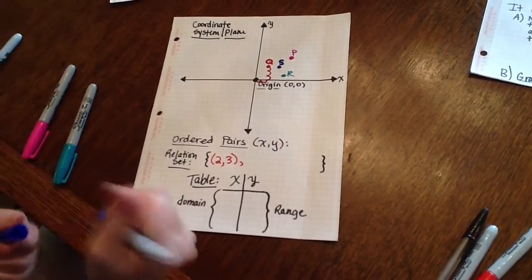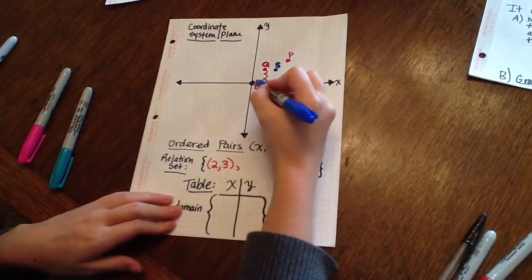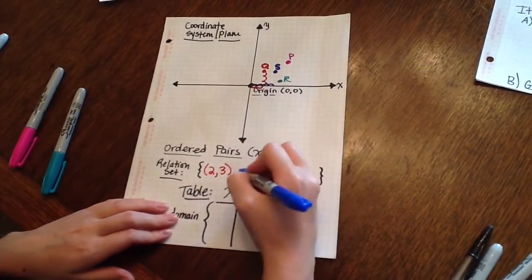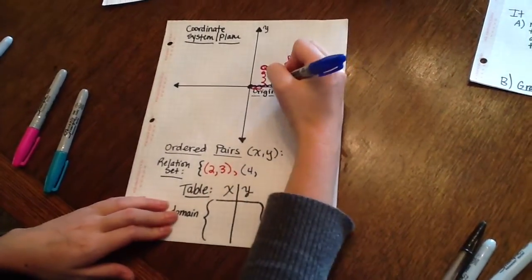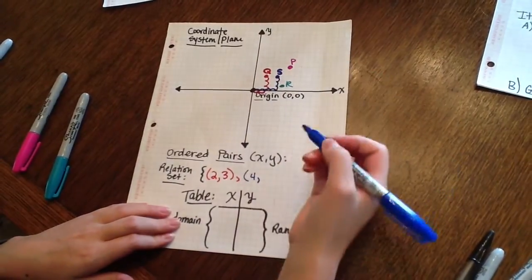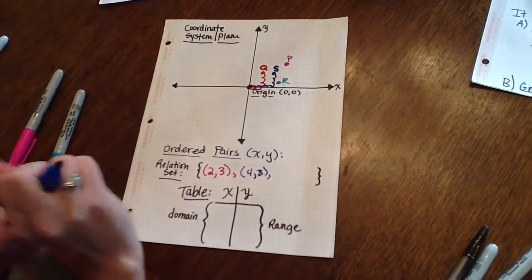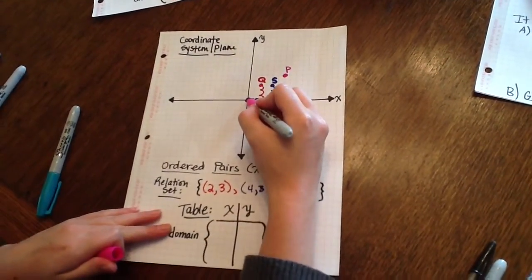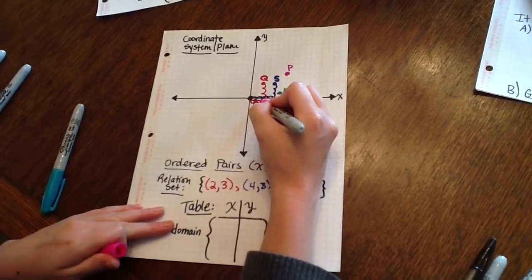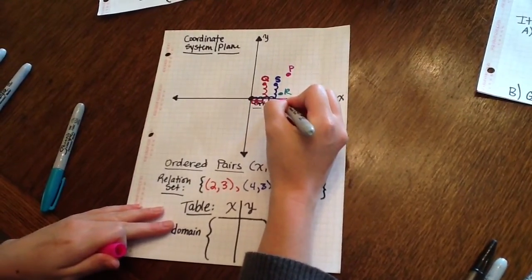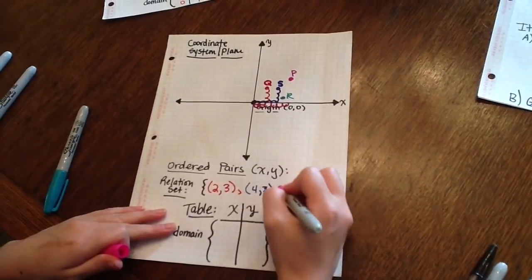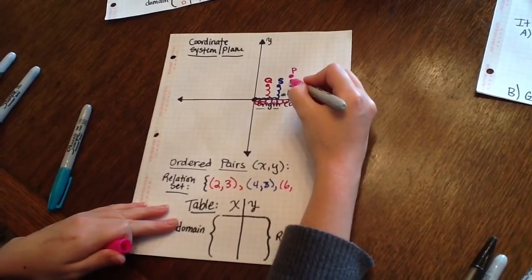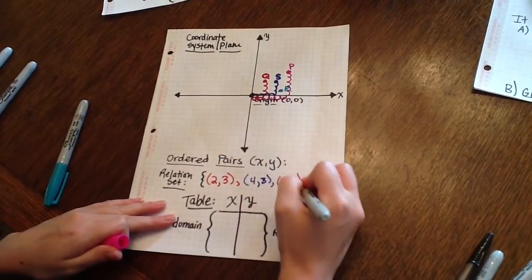All right, let's look at point S. How do we get to point S? We have to go over 1, 2, 3, 4 units, which means I'm going to have a 4 in the X spot, and I have to go up 1, 2, 3 units. So 4, 3 is point S. Let's look at point P. How do we get to point P? We have to start at the origin. As always, we have to go over 1, 2, 3, 4, 5, 6 units to the right, which means I have to put a 6 in the X place, and then I have to go up 1, 2, 3, 4, 5 units. So 6, 5 is point P.